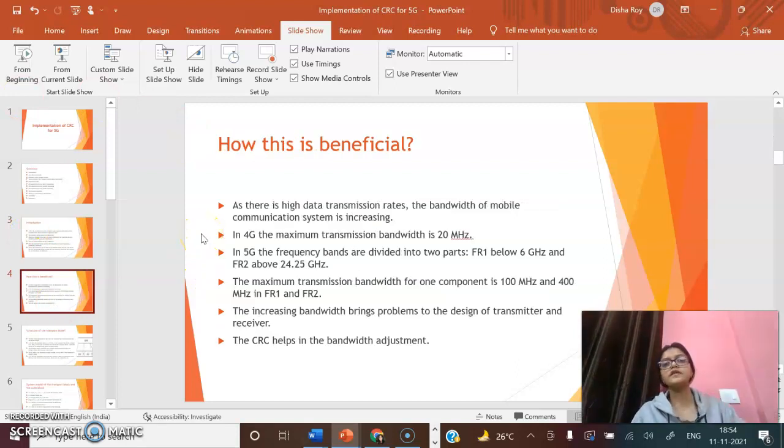Okay, so now, how is this CRC beneficial here? As there are high data transmission rates, the bandwidth of mobile communication systems is increasing. In 4G, the maximum transmission bandwidth is 20 megahertz, and in 5G, the frequency bands are divided into two parts: FR1, which is below 6 gigahertz, and FR2, above 24.25 gigahertz. The maximum transmission bandwidth for one component carrier is 100 megahertz in FR1 and 400 megahertz in FR2. So the increasing bandwidth brings problems to the design of transmitter and receiver. The CRC helps in the bandwidth adjustment.